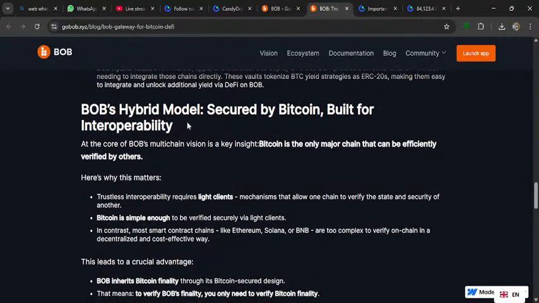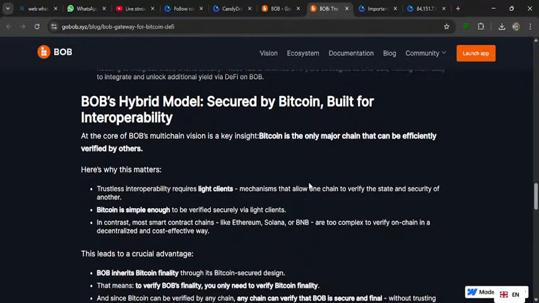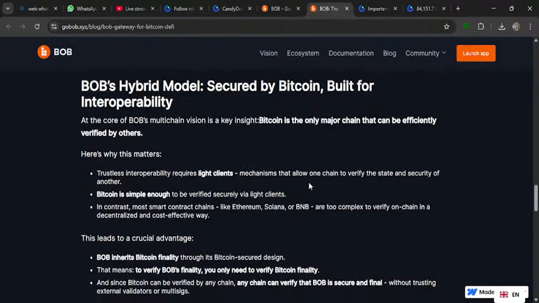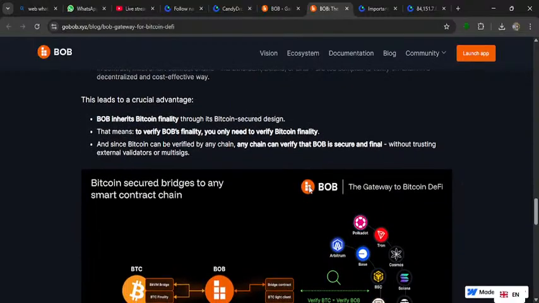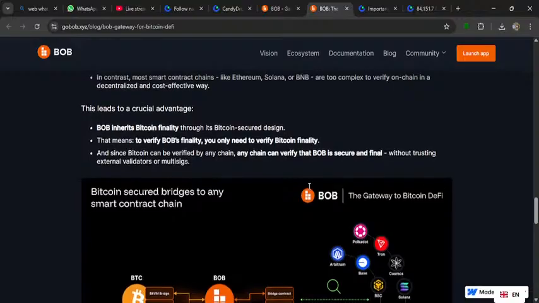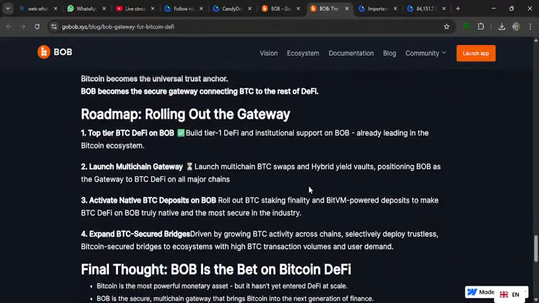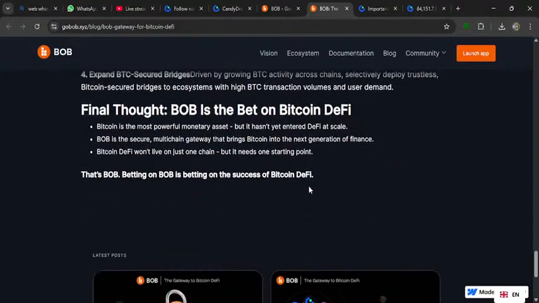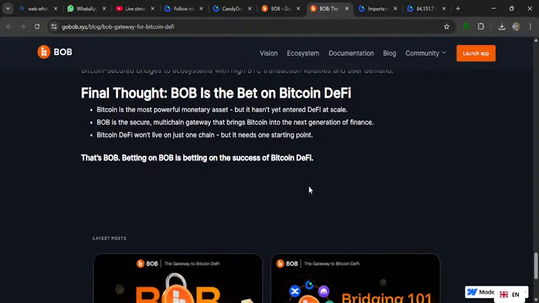And BOB's hybrid model is secured by Bitcoin and built for interoperability, the core of BOB's multi-chain vision. A key insight: Bitcoin is the only major chain that can be efficiently verified by others. BOB inherits Bitcoin finality and proof from Bitcoin's secure design. BOB is the best for Bitcoin DeFi. Bitcoin is the most powerful monetary asset, and BOB is the secure multi-chain gateway that brings Bitcoin into the next generation of finance.